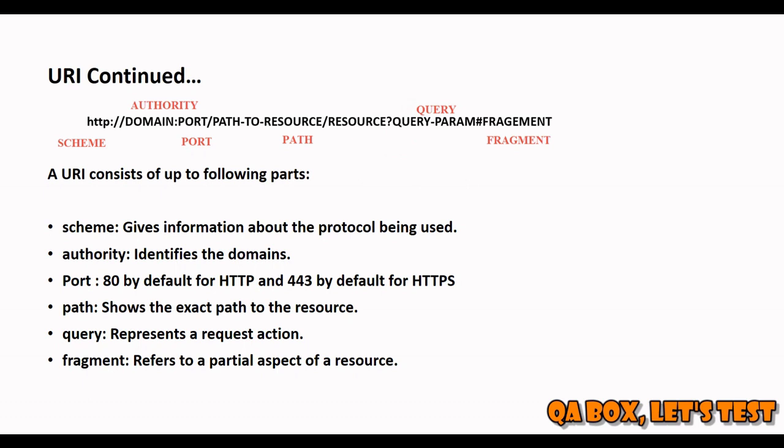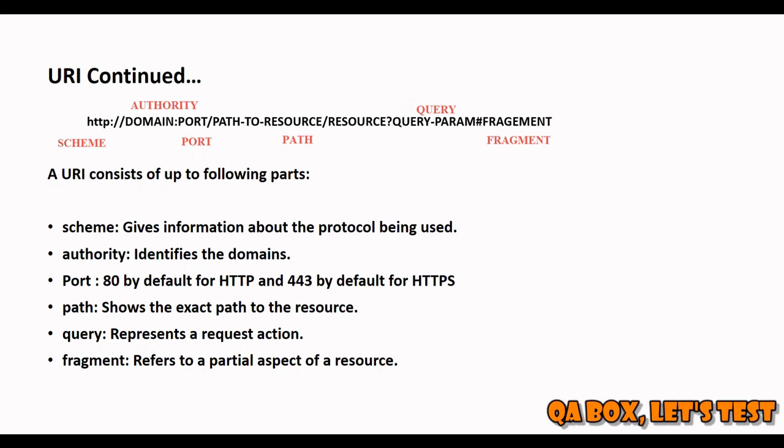Okay, and then at the end we have the fragment. So you have the hashtag, and then you have the fragment. What is a fragment? A fragment refers to the partial aspect of a resource. When you load this page with the fragment, your page would be scrolled down automatically to that particular segment on your page, because there is an embedded fragment tag. With the help of that tag, when you load this URL, your page will scroll down directly to that subsection on that page. So that's called your fragment. These are the different components in a URI.